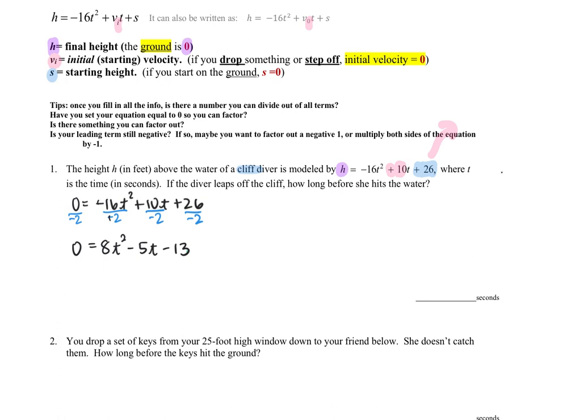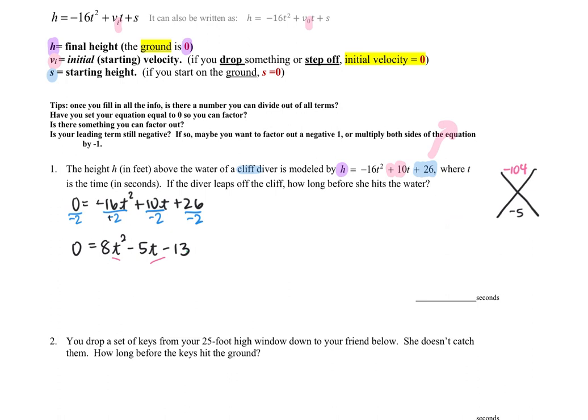So I'm going to draw my little x on this side, and I'm going to try and find two things that will multiply to give me 8 times negative 13, which is negative 104, and together will give me that negative 5. It's a negative 104, so they have to be opposite signs. I'm looking for two numbers that multiply to give me negative 104 and subtract to give me 5. They have to be close together, because 1 times 104, that's not going to give you 5. 2 times 52, that's nowhere near going to give you 5. You need numbers that are close together.